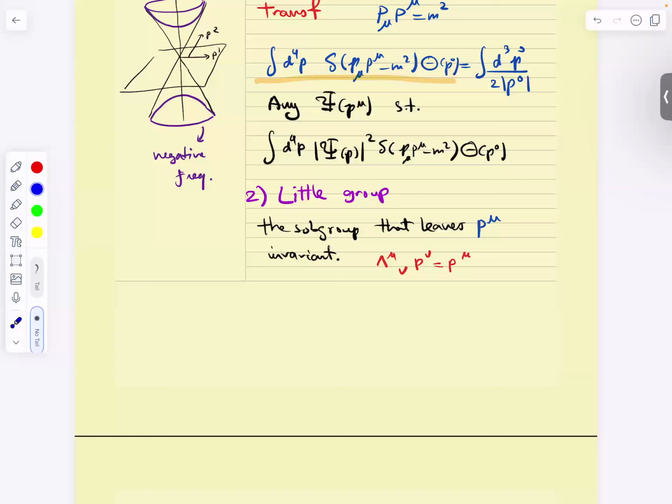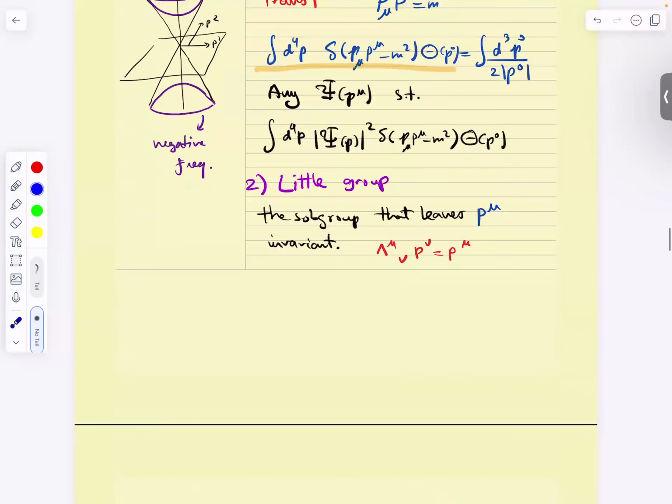Good. Now we're going to go through this in detail. So that's what the little group is in physics in general, right? You have a group, say, SU(n), that acts on vectors that are n-dimensional complex numbers. Pick one such vector, and then you can define a little group for that vector. It's the stabilizer of it. Mathematicians call that the stabilizer, the subgroup that preserves that vector.